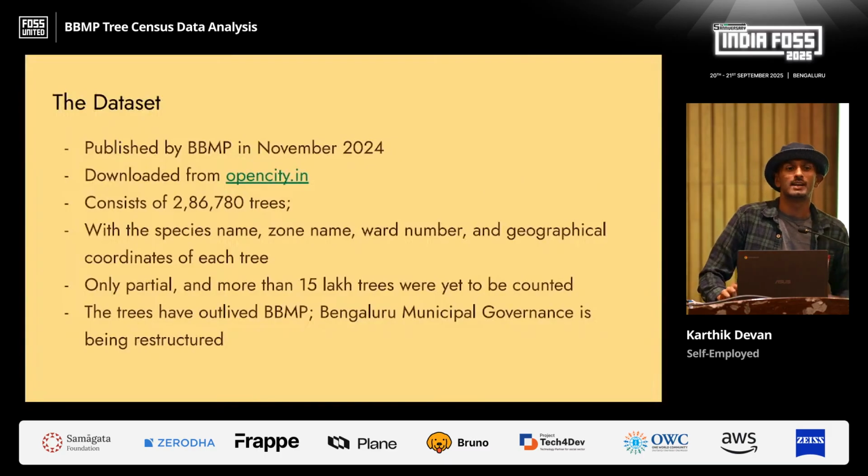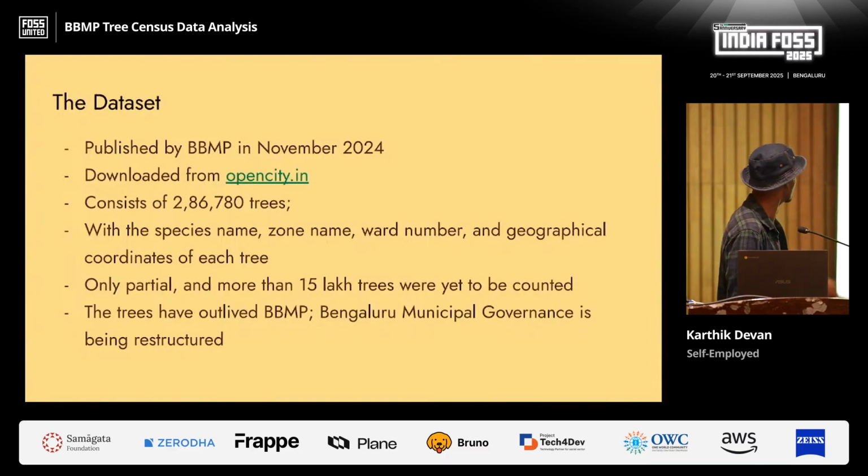So first, let me talk about the data set that I used. It's published by BBMP in 2024. And for those of you who do not know what BBMP is, you don't need to know because it doesn't exist anymore. I downloaded it from opencity.in because it was supposed to be open on the BBMP website, but I went there and I saw a captcha and I tried entering it 4 times and I just didn't get it from there.